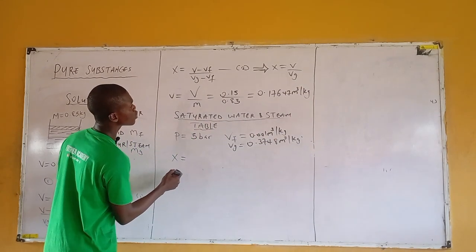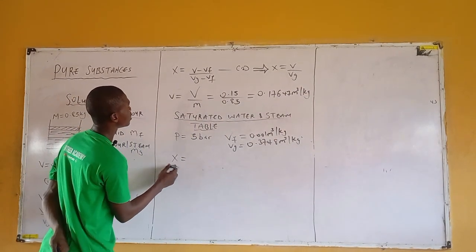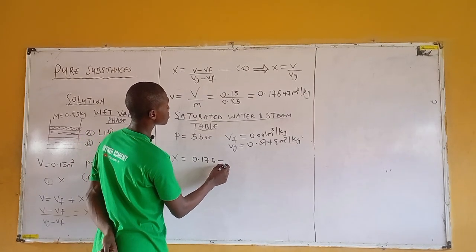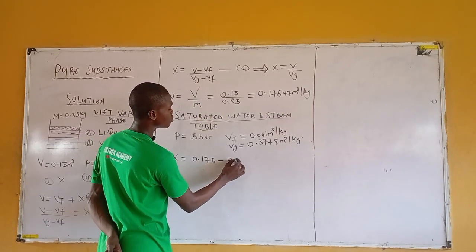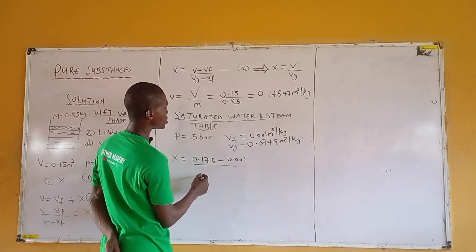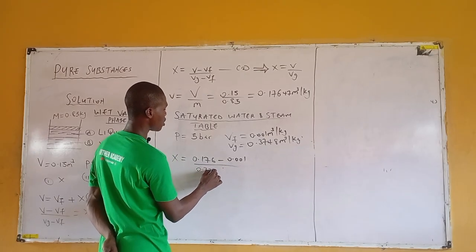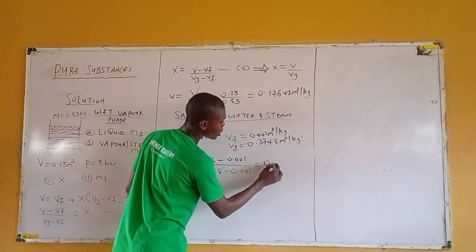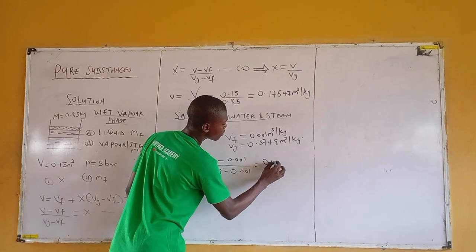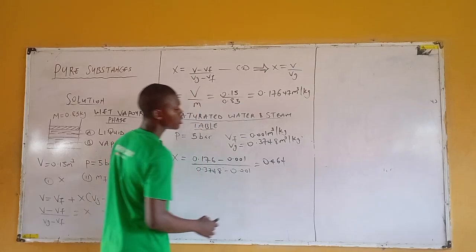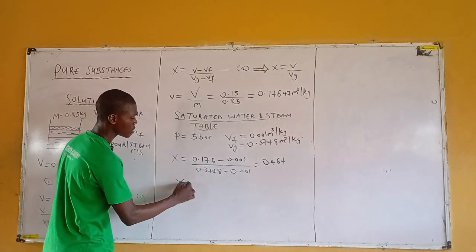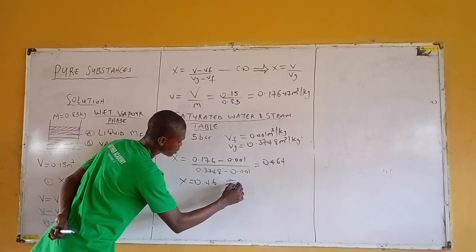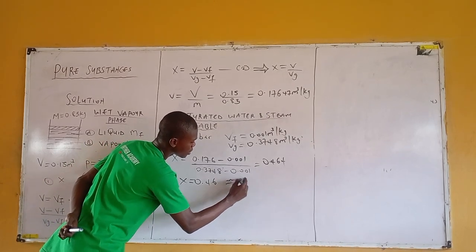Now x becomes what? Input it into equation 2. What do you have here? 0.1765 minus 0.001, all divided by 0.3748 minus 0.001. What's the answer? 0.464, so approximately what's x? x is approximately 0.46. In percentage, we have 46%.